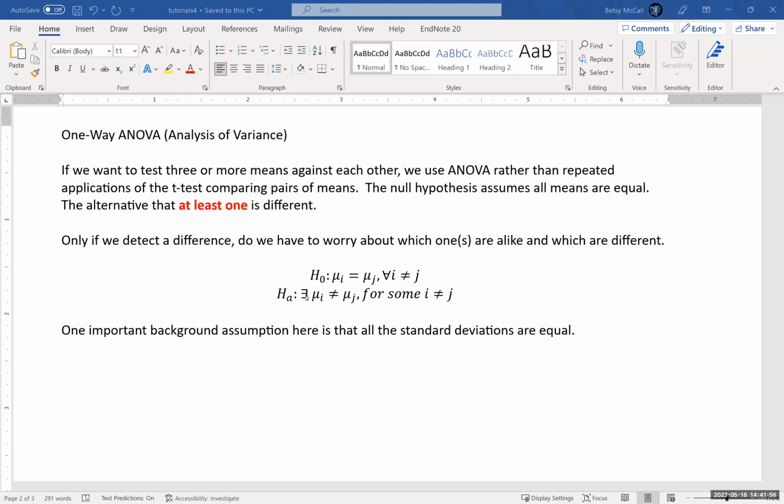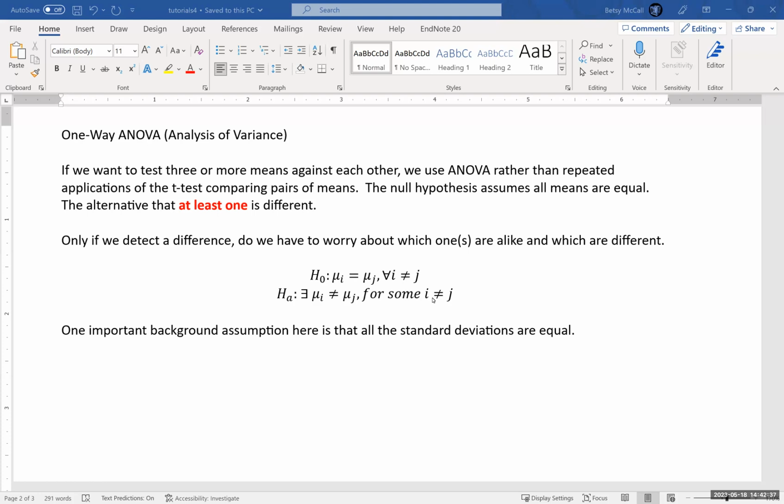And then the alternative is that for some i and j, there exists a mean from one group that is not equal to the mean of another group. So this backwards E means there exists a mean from group i not equal to the mean from group j for some. So that means at least one i and j not equal to each other. Now, mu1 and mu1 can't obviously be unequal to each other because it's the same mean. So these are specifying, again, just that we're talking about different groups.